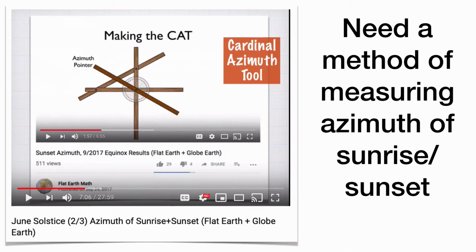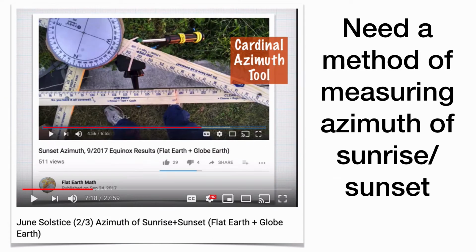So what you need is a way of measuring the azimuth of sunrise and sunset when you're out there in the field. Okay, so you could make a cardinal azimuth tool. This is made out of literally 4 yardsticks, where one of the yardsticks can swing around and point. And there's a little scale you see there. So this is me out in the field. I have taken the pointer away just so you can see the scale a little better. But there's me out in the field about to measure the actual angle.